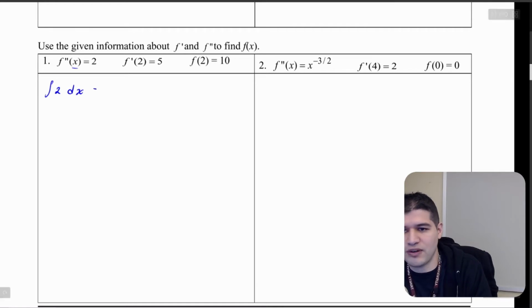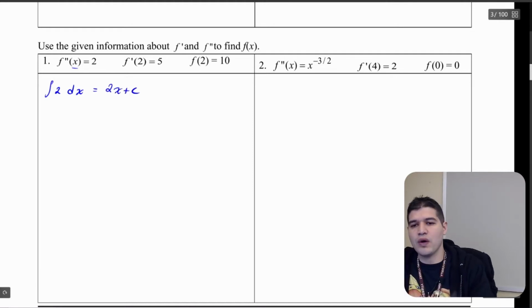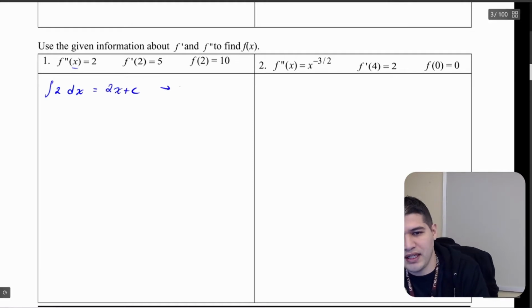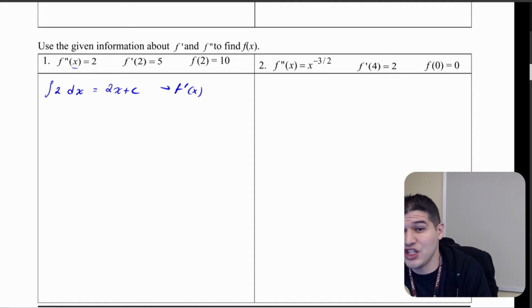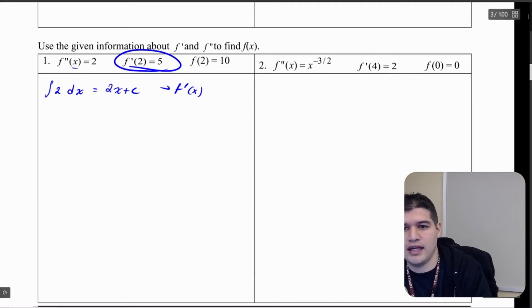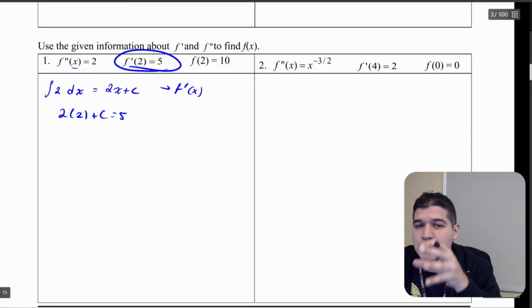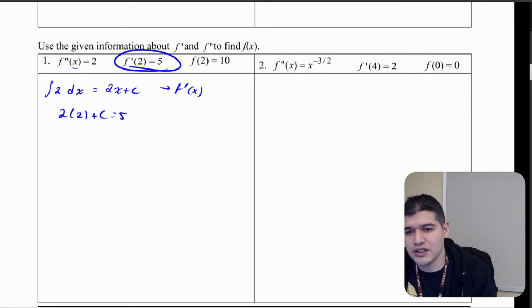From some of the examples that we've done so far, we know that this is going to be 2x plus c. Well, this is going to be f prime of x. We know f prime of 2 is 5. Since I know that information, I can say 2 times 2 plus c should get me 5. And now I'm able to determine what that constant is. So I know that c comes out to be 1.